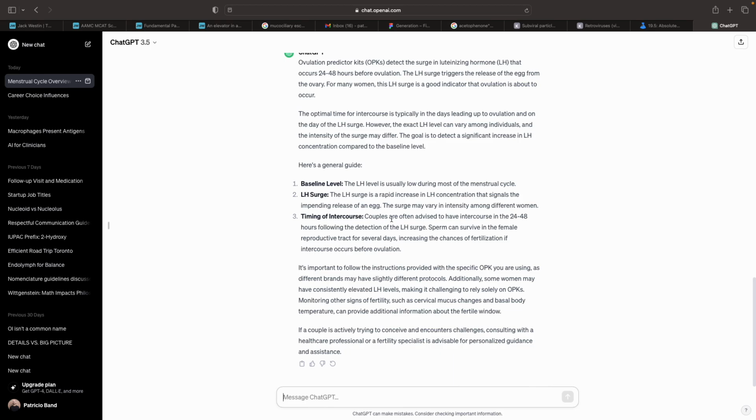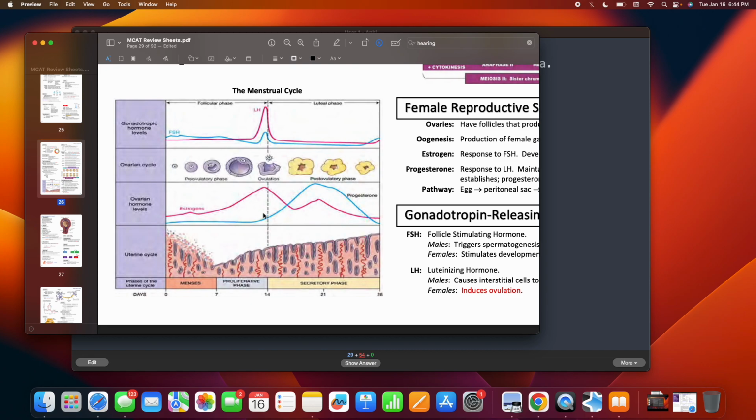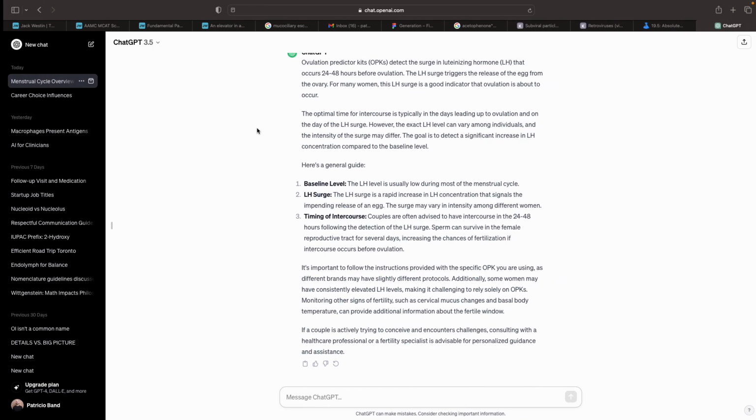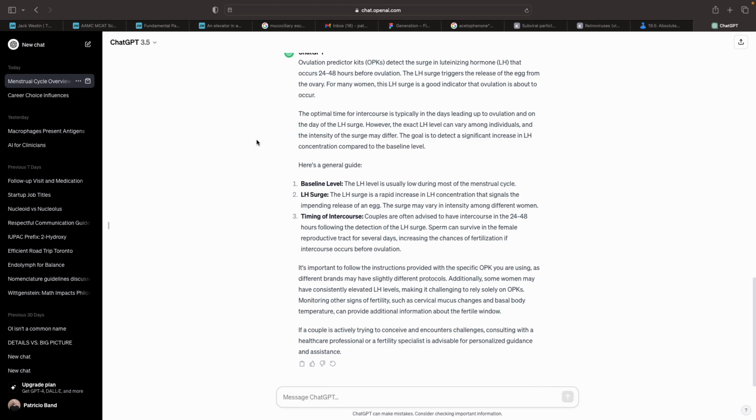In the 24 to 48 hours following the detection of the LH surge. So once you detect the LH surging, you should have intercourse 24 to 48 hours following the detection of the LH surge.